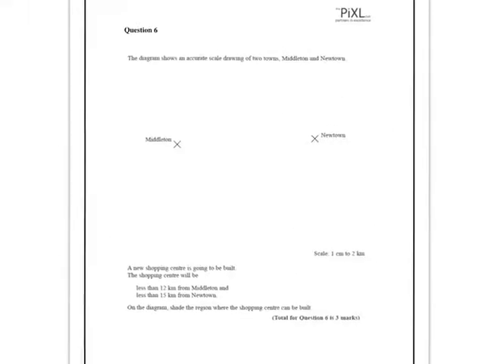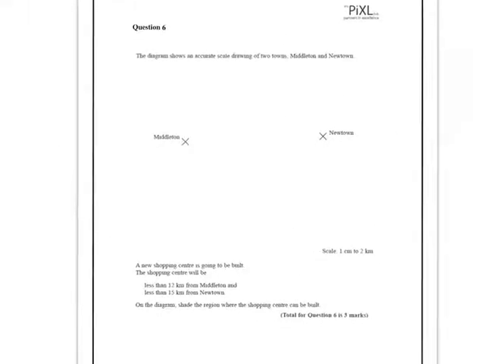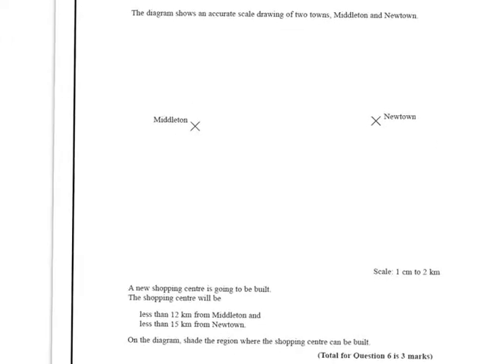Okay, this question here is going to be quite tricky to do because it does involve using a pair of compasses, which I cannot use on this tablet, but what we can do is talk about how to do it. So first of all, we need to set our compass to a certain size. Now if you notice, it says that the shopping centre will be built less than 12 kilometres from Middleton. Well, 12 kilometres on this scale is going to equal 6 centimetres. Okay, 6 centimetres from Middleton is about here.